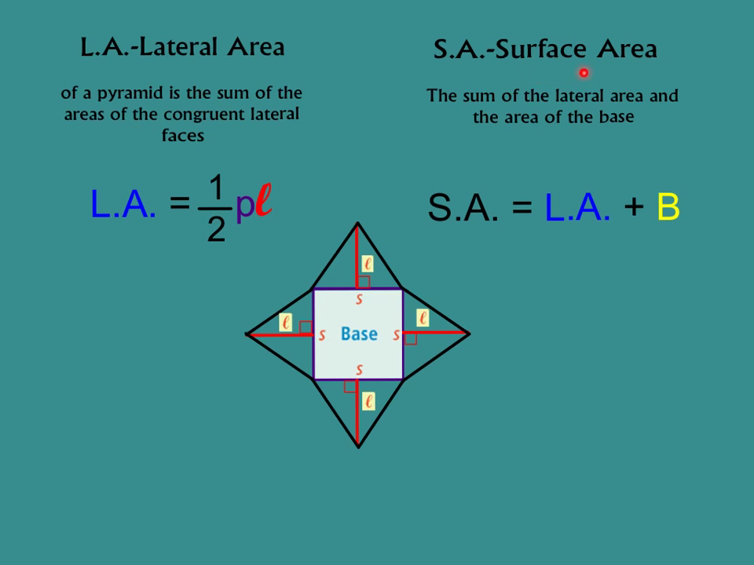Now let's look at surface area. The surface area is the sum of the lateral area and the area of the base. So all we have to do here is take what we found for lateral area and add the area of our base to it. Now the area of the base will depend on what our base is. In our diagram we have a square. So to find the area of a square is just length times width, or base times height, however you want to say that. But if we have a different base, if we have a triangular pyramid or a hexagonal pyramid, then the area of our base would be found differently.